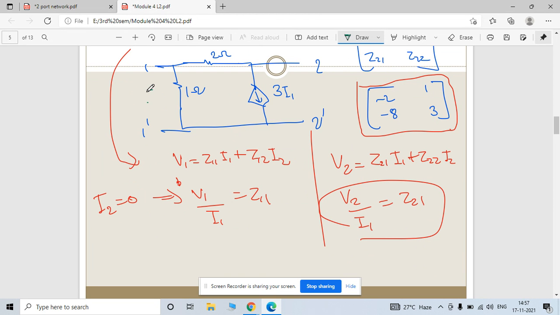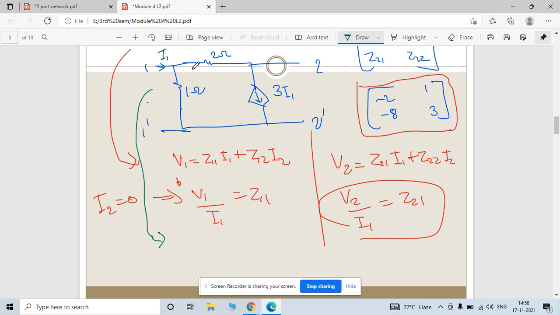Now see, what is the equation here? This becomes zero, right? So no current flows from this side. The total current is 3I for this branch, and we are assuming I flows from this side. So let us consider this is your I1, and 3I1 is flowing from this side.